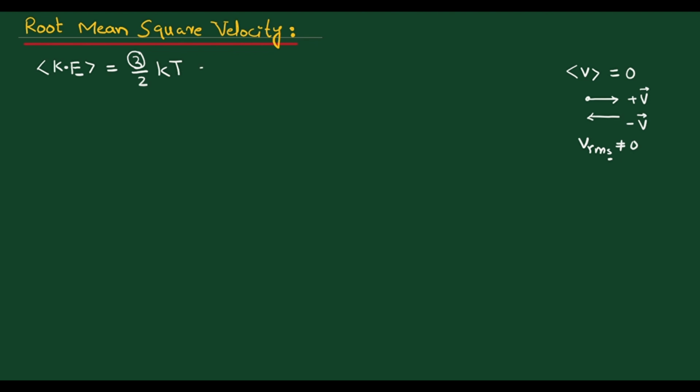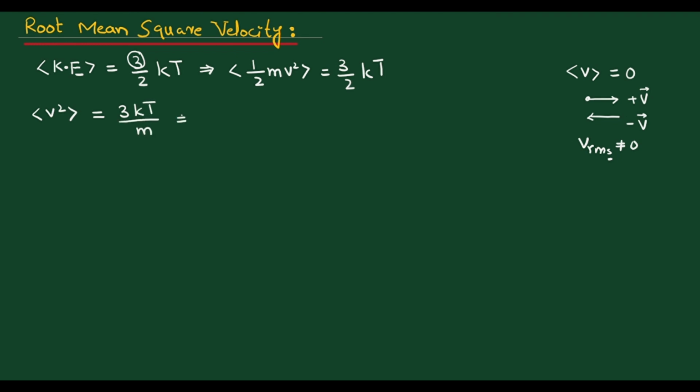If we rewrite this expression, the average kinetic energy is equal to half m v square, and that equals 3/2 kT. The 2 from both sides will cancel out and the mass will be divided to the right side. We will get v square average is equal to 3kT divided by m.